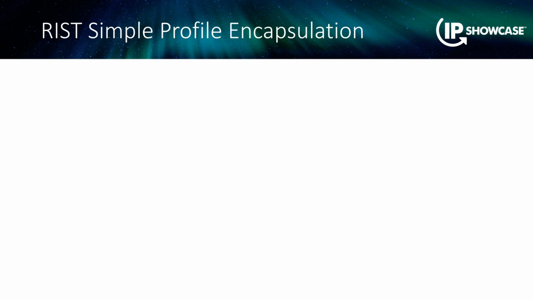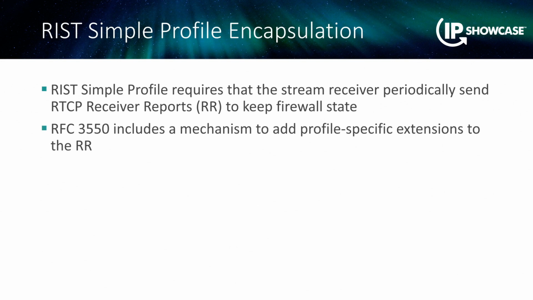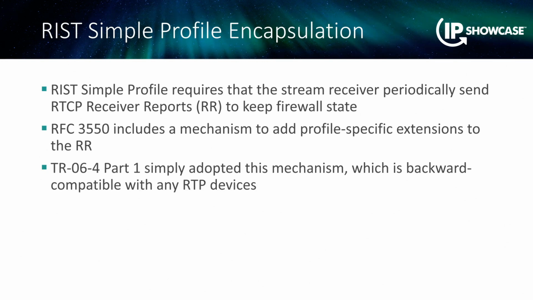Where do we stick it? So how do we transmit that? So there's encapsulations, depending on the profile. Simple profile requires that the receiver sends periodically the receiver report, the RTCP receiver report. So there's a mechanism right there. RFC 3550, which is where receiver reports are defined, includes a mechanism to do a profile-specific extension to the RR. So we simply use that.